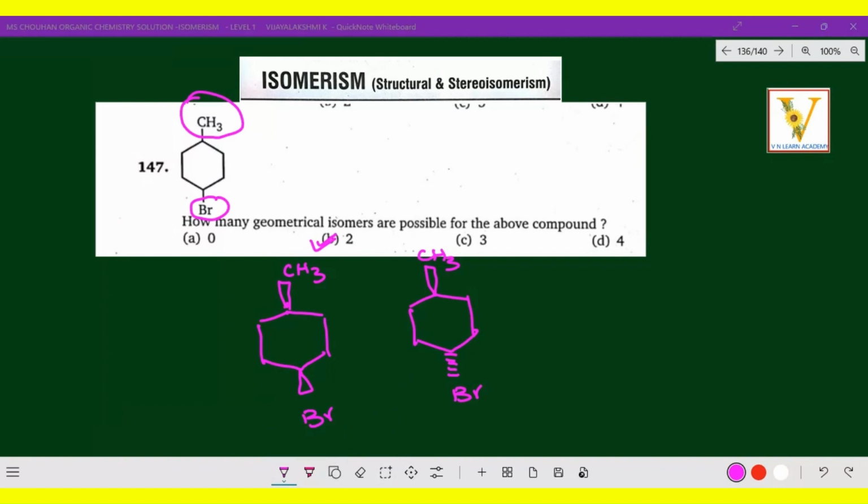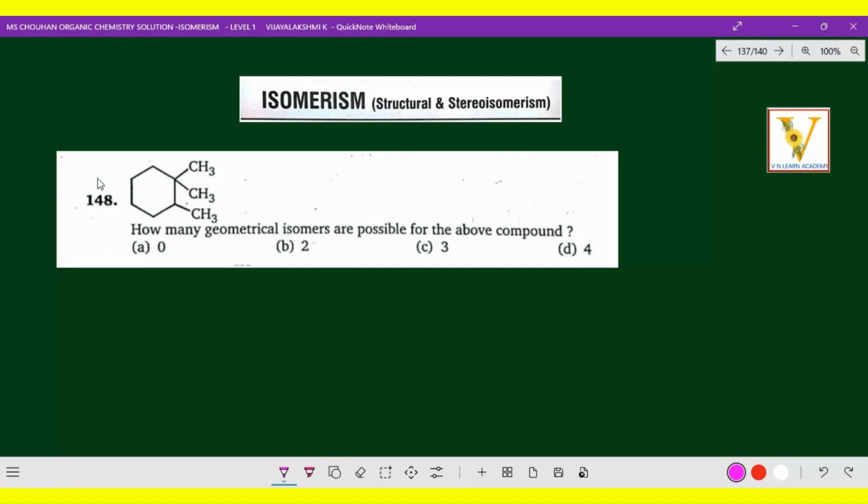Come on, let's go to the next question. The idea is the same concept. As you observe this, how many geometrical isomers are possible for the above compound? See, as I mentioned, a minimum of two chiral carbons should be available to find the geometrical isomers. Do you think there are two chiral carbons? See, here one CH3, here two CH3.